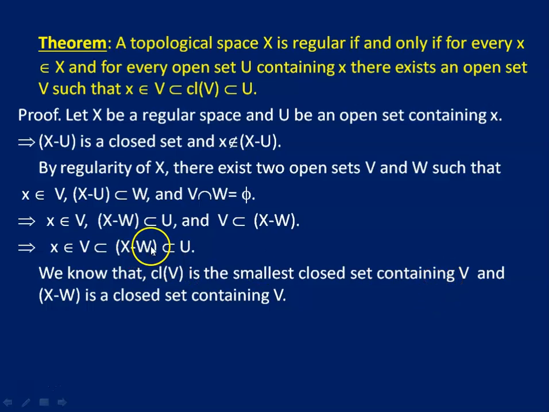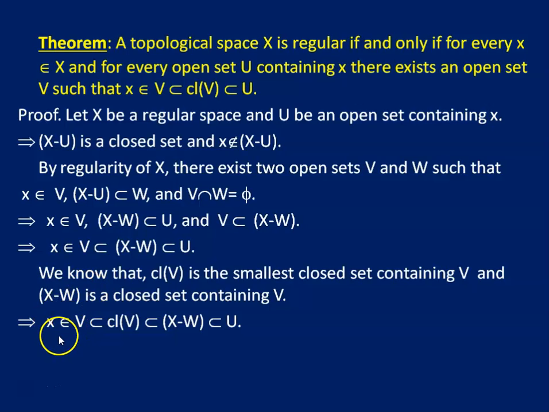But here W is an open set and X minus W is a closed set. So X minus W is a closed set containing V. And closure of V is the smallest closed set containing V. So from here we can say that X minus W contains closure of V and closure of V contains V.